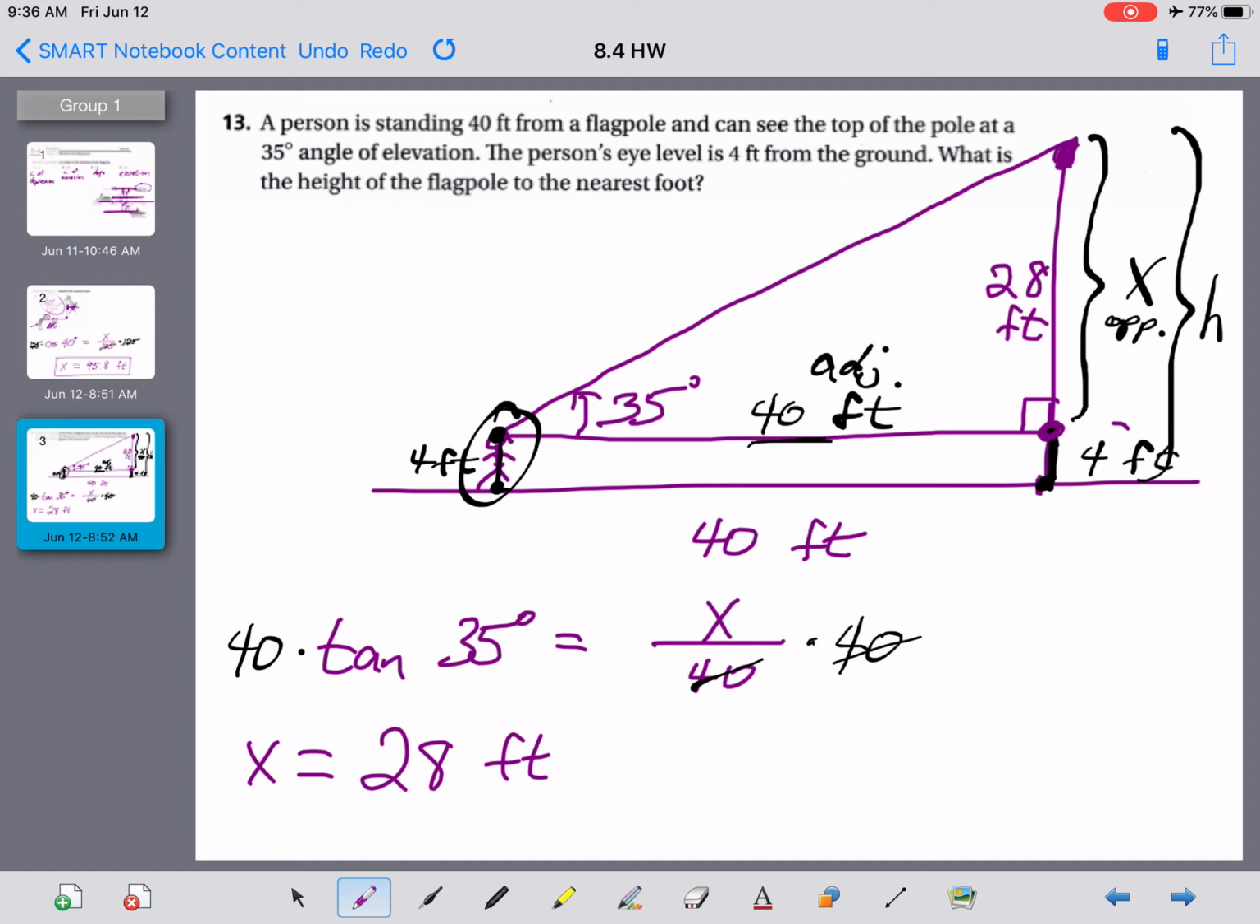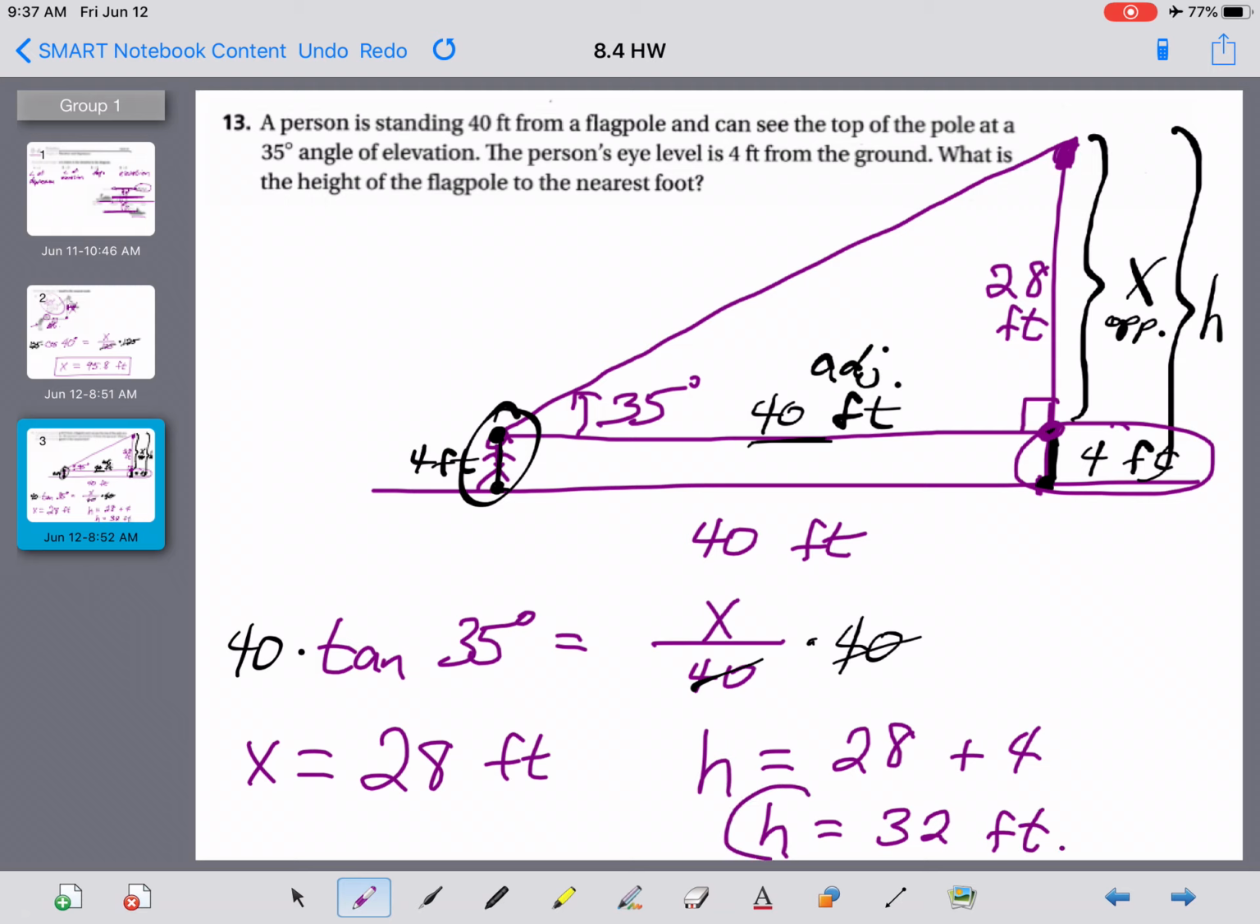But because this person's eye level right here was 4 feet above the ground, if we want to find our height, we've got to take the 28 feet that this thing extends above the person's eye level and add the 4 feet below it. So the actual height of this flagpole then is going to be 32 feet. And that is more complicated than the example we had done earlier, but it's also much more realistic because, as we said, a person's eyes are not down on the ground. The height of the person looking up at the flagpole might determine how big of an angle of elevation they need to see the top.